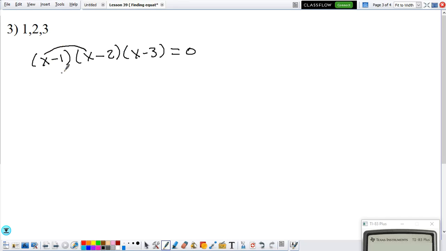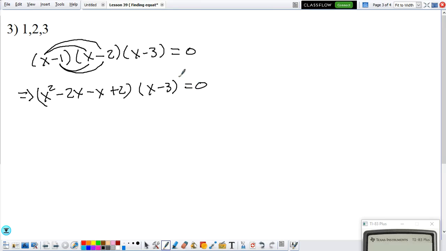So let's see. x times x, that's x squared. x times negative 2, that's negative 2x. We're done distributing the x, so now we distribute the negative 1. Negative 1 times x, that's negative x. Negative 1 times negative 2, that's positive 2. So we have all this, and we still need to multiply it by x minus 3. Before we attempt the multiplication, try to see if you can simplify the first expression. I can combine those x's, and we're going to have x squared minus 3x plus 2, times x minus 3.